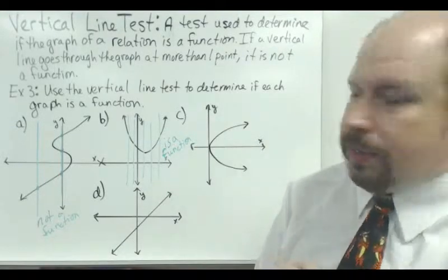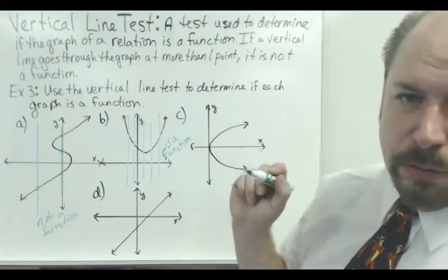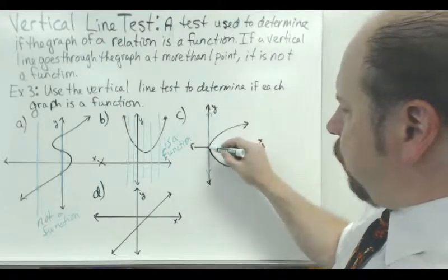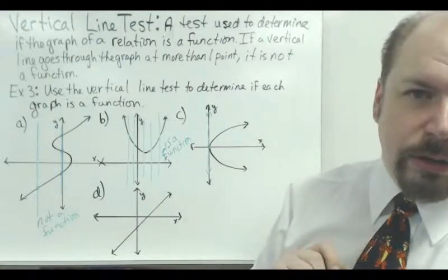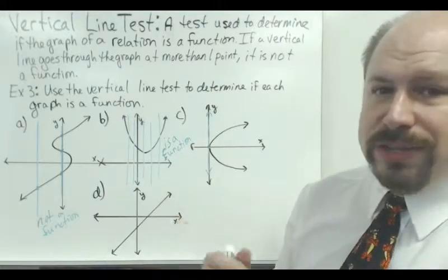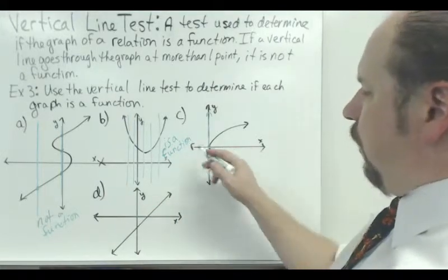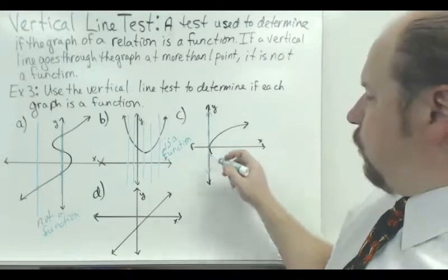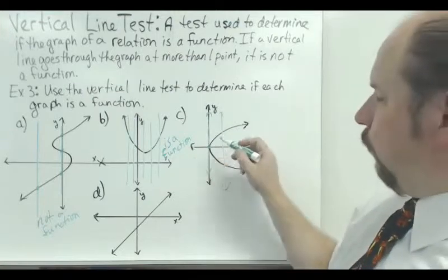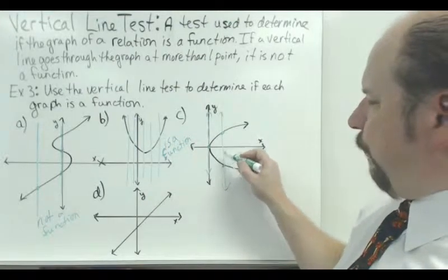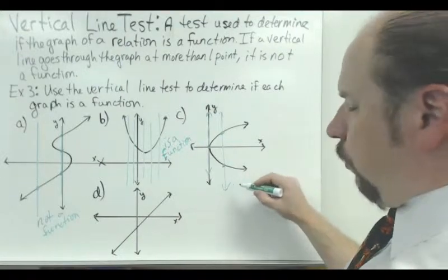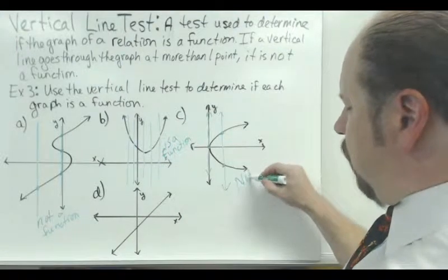Okay, so let's look at C now. So if we test C right on the y-axis, notice it is only touching the graph at one point, right there at the origin. So if we just do one test, we're okay, but we have to test it at every place along the x-axis for our vertical lines. So if we move over here more to the right, notice this particular vertical line goes through the graph in 2 different places. So since we're going through the graph more than once for this vertical line, this is not a function.